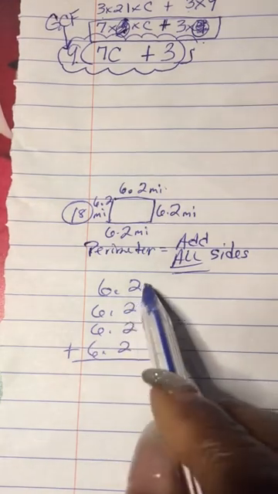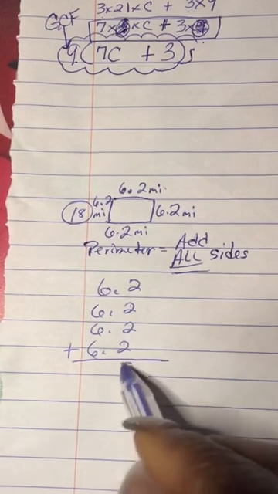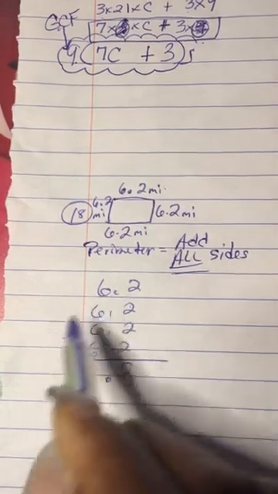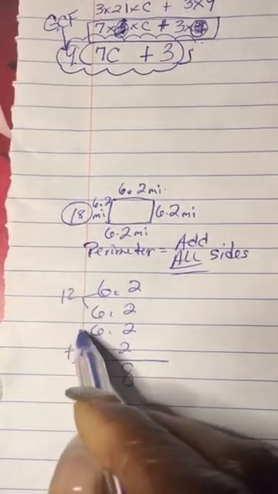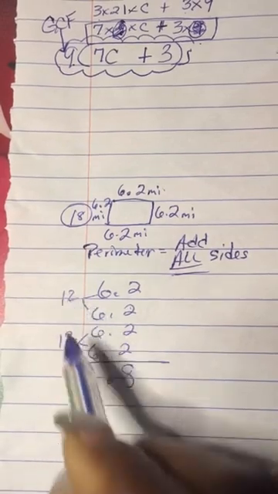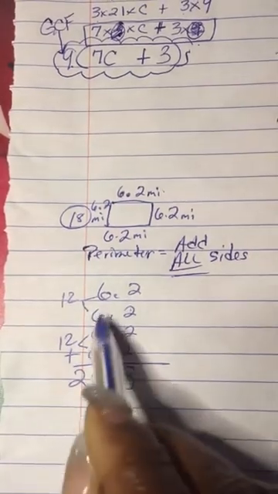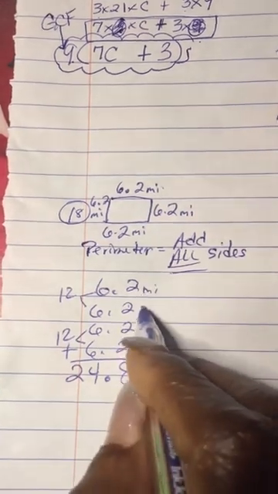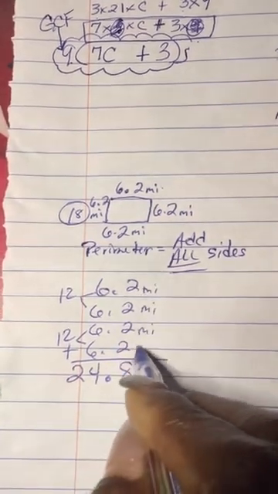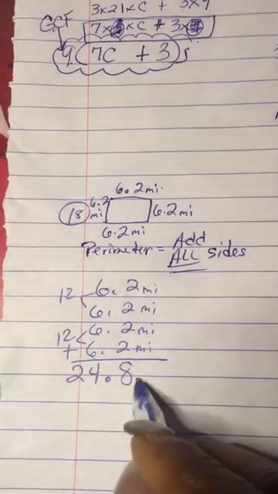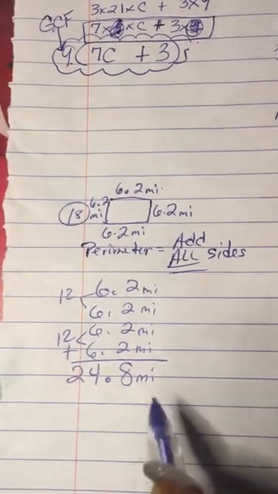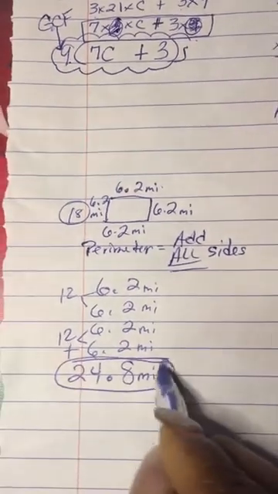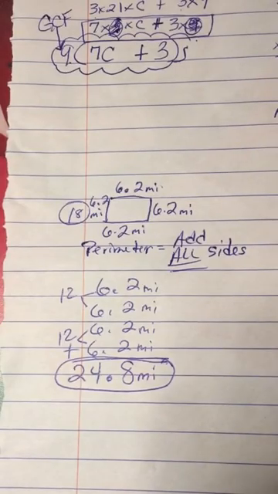5th side. So now I have 2, 4, 6, 8 goes here. 6 plus 6 is 12. This 6 plus 6 is 12. 12 plus 12 is 24. So 24.8. Here, even though this has miles, miles, miles, and miles, when you're adding, you just keep it, excuse me, as miles. So 24.8 miles is your answer for number 18.